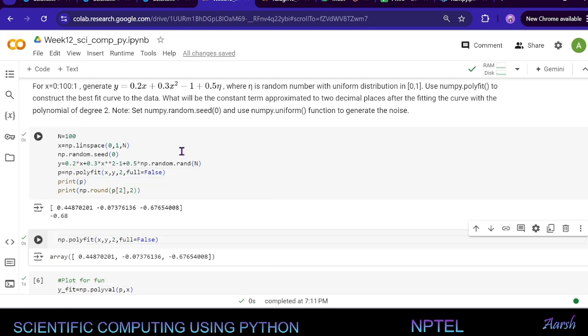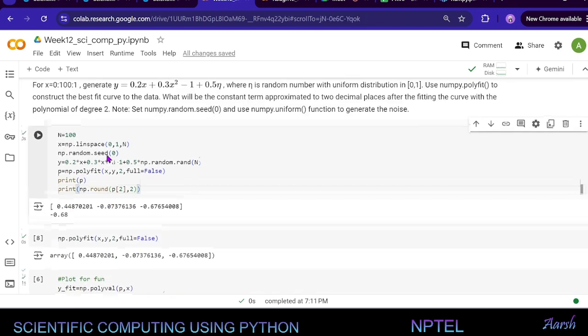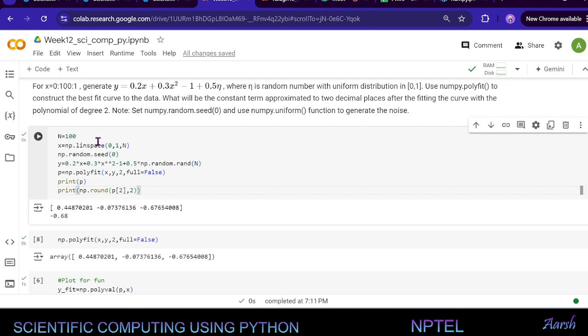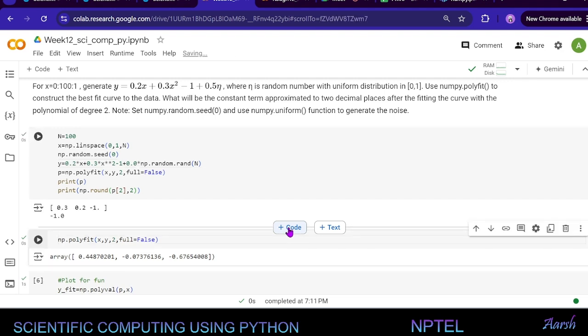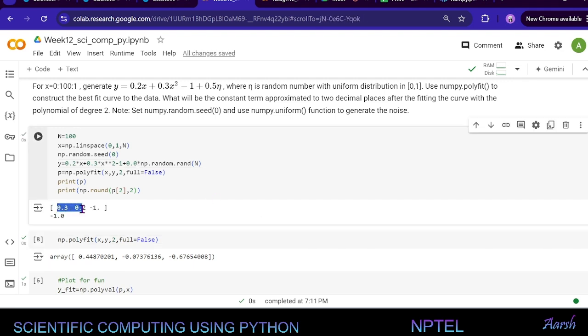All right. So we get this. So we can do one thing. We can make this 0 just to play around with it. So there is no noise. And then we can see it exactly fits the polynomial, right? So 0.3 is the coefficient of x square, 0.2 is the coefficient of x, and minus 1 is the constant. But as we increase the magnitude of error or the noise that is present, the accuracy of the coefficients decreases.